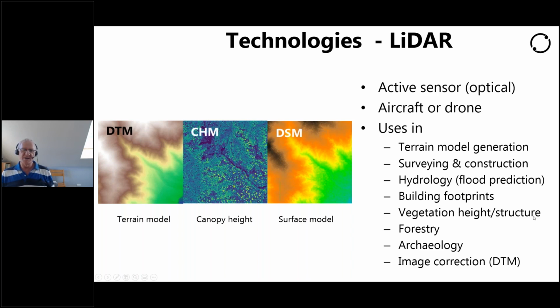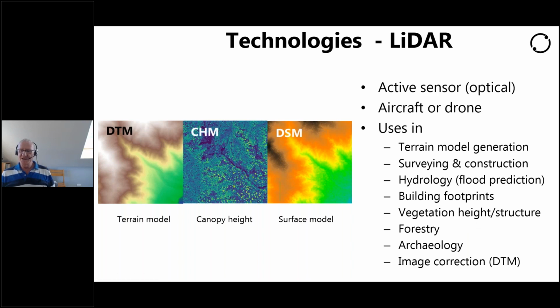As I mentioned, you're getting reflectance back from the laser pulse, and if you look at both the first reflectance from a pulse and the last reflectance, you can look at the top of the canopy and the bottom of the canopy. Many instruments will also give you returns in between those extremes, so you can actually get the full picture of the vegetation structure through the canopy.